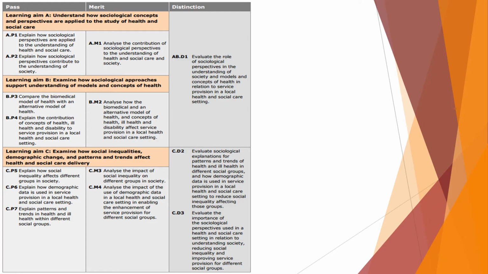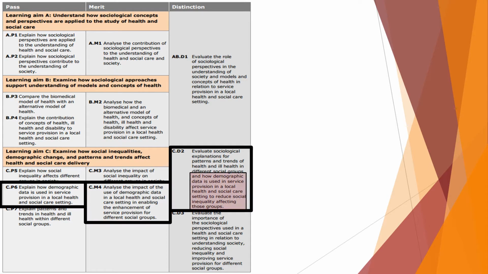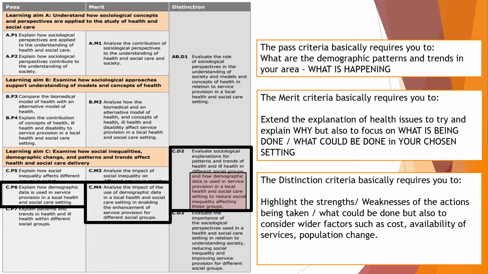So the first thing to think about is the marking grid and also the assessment criteria that the exam board put forward. Here on the grid, you've got P6, M4 and D2 highlighted. These are the main marking criteria. For P6, it says examine how demographic data is used in service provision and in a local healthcare setting. So we're bringing the healthcare setting back for P6, which had been forgotten about for P5 and a bit of P7.